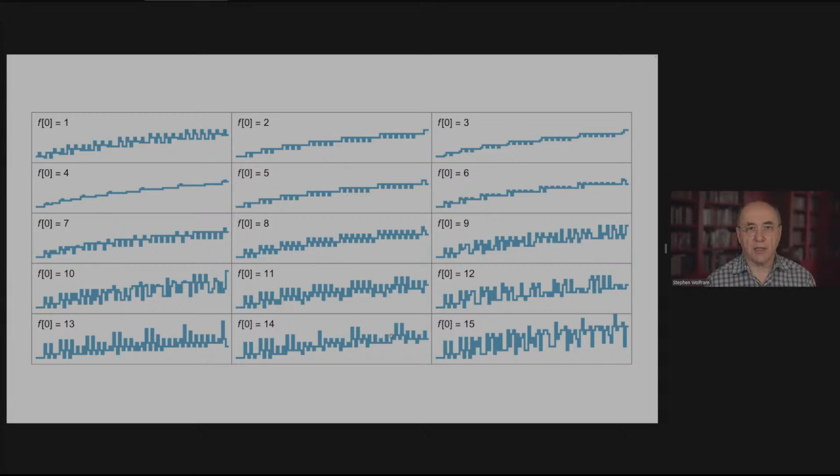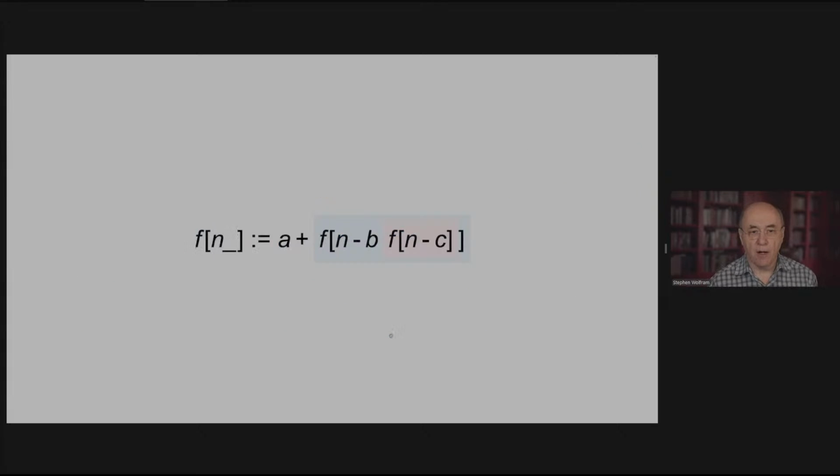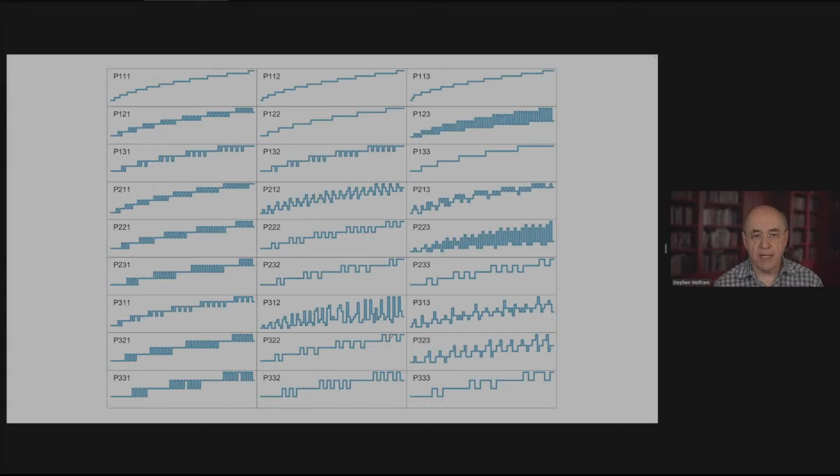All right, let's move on here. Let's talk about the P family, of which P312 is an example. That's recursions of the form f of n is equal to a plus f of n minus b times f of n minus c. So P312 is just one example of this P family defined this way. And here's the behavior of some other P, ABC type sequences.